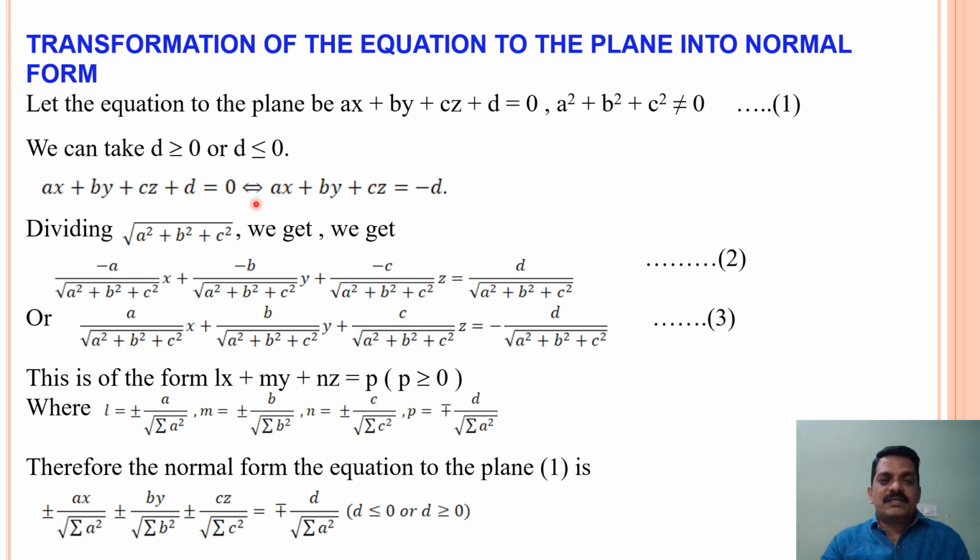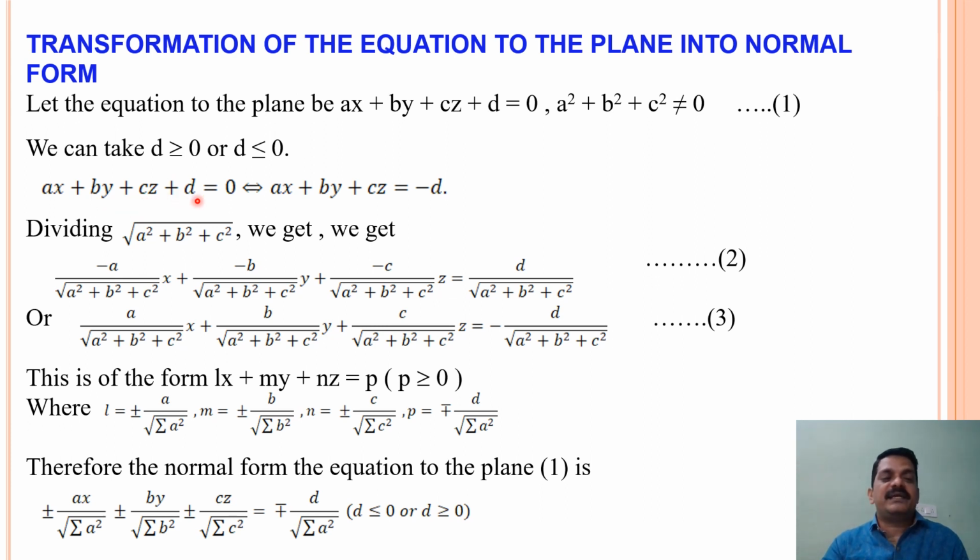So, dividing the total equation by the square root of a square plus b square plus c square, we get a by square root of a square plus b square plus c square into x, plus b by square root of a square plus b square plus c square into y, plus c by square root of a square plus b square plus c square into z, is equal to minus d by square root of a square plus b square plus c square, or d is equal to minus of ax plus by plus cz.